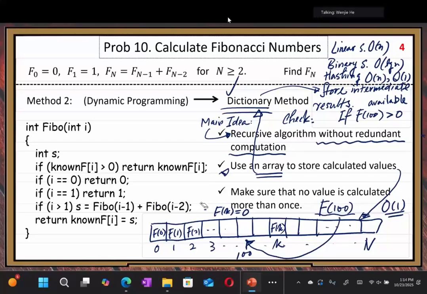If this condition is not true, that means the Fibonacci number for index I, for input number I, has not been calculated before. You need to do the calculation. Now you need to do the first time calculation. First time, you cannot skip. You have to do the work.